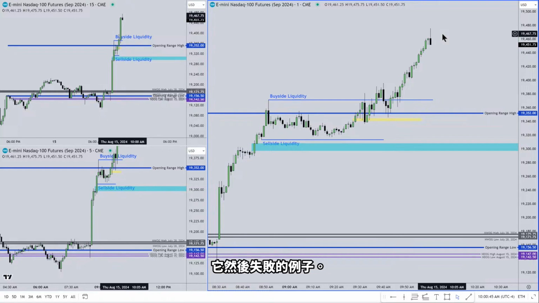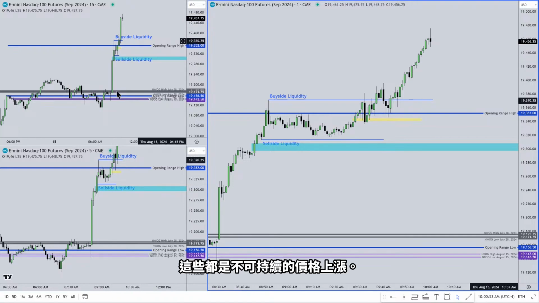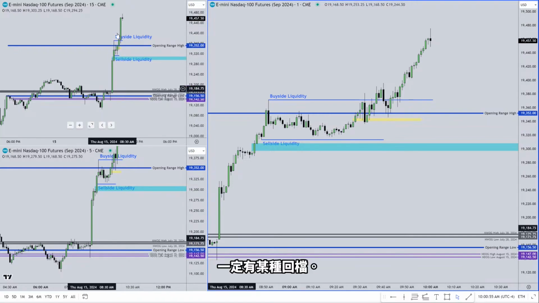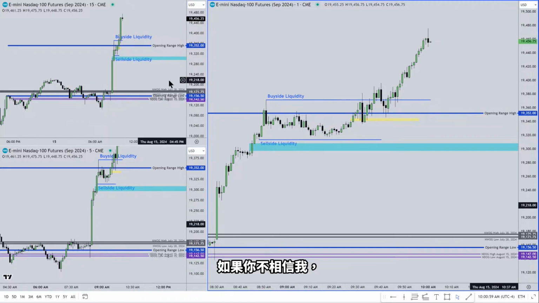You'll see more instances of trying to chase it and then failing than it just keeps going higher and higher and never turns around. These are unsustainable price runs. There has to be some kind of a retracement. And if you don't believe me, go in with your account and trade it and see how hard it is to hold it, number one.